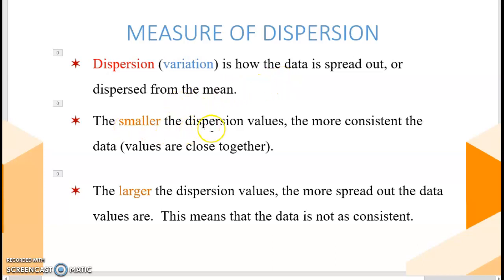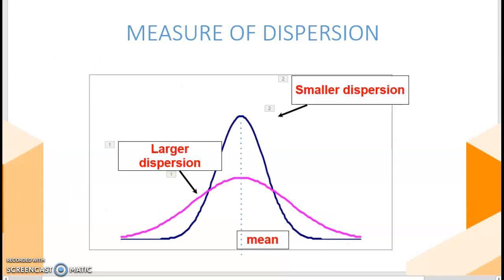The smaller the dispersion value, the more consistent the data. The larger the dispersion value, the more spread out the data values are. This means that the data is not as consistent. So here, the dispersion can be shown as in the graph. The larger dispersion will be the more spread out. The smaller dispersion will be the more consistent.